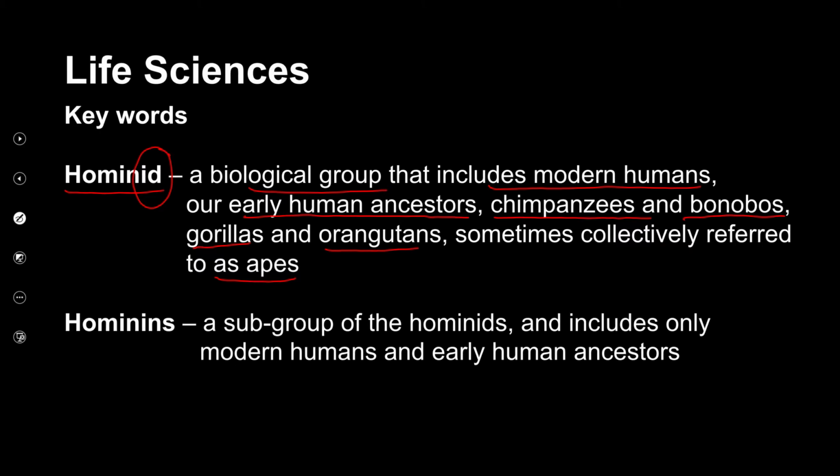All right, but the second term is hominins. There you can see there's an N at the end. So it's slightly different, and that is a subgroup of hominids, and it only includes modern humans and early human ancestors. So it's different from hominids in that we don't have the great apes included in this group.